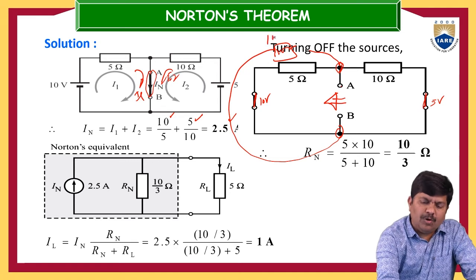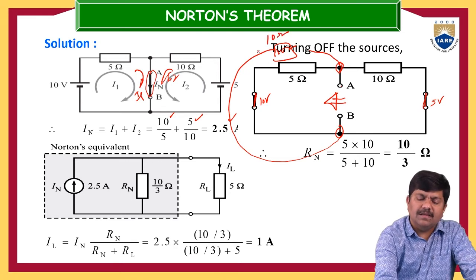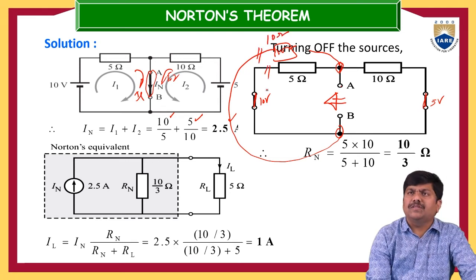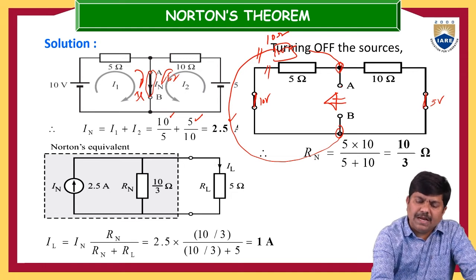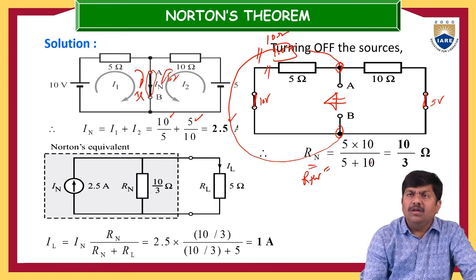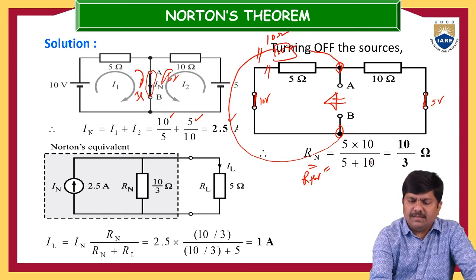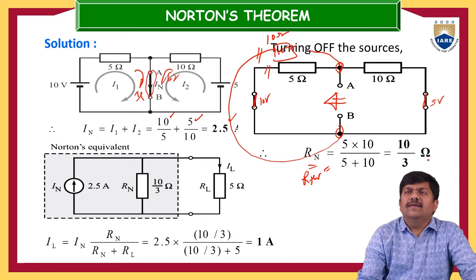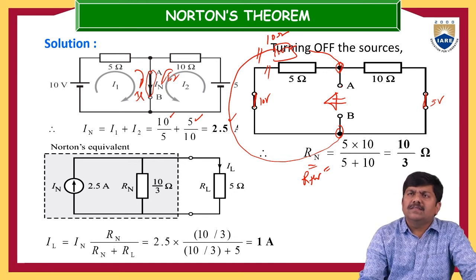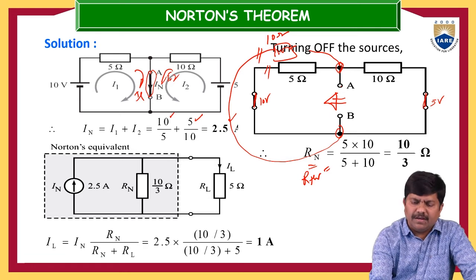So this 10 ohm resistor and this 5 ohm resistor are connected in parallel to each other, because with respect to A and B, the 10 ohm and 5 ohm are parallel. So RN, or RTH, is equal to 5 into 10 by 5 plus 10, that is 10 by 3 ohm. This is a way of obtaining Thevenin's equivalent resistance or Norton's equivalent resistance.